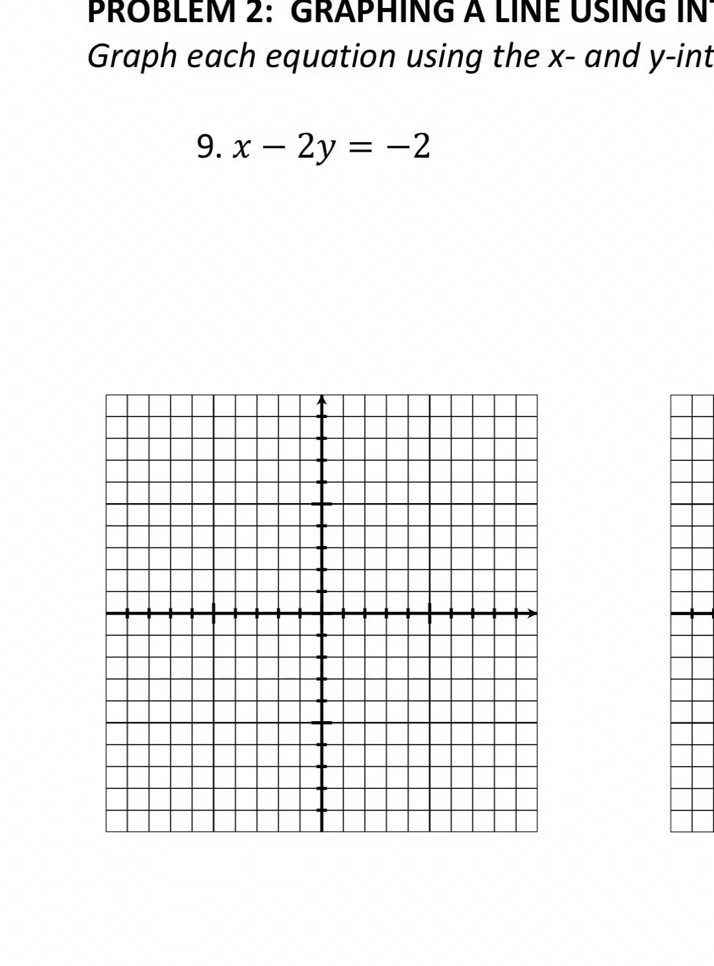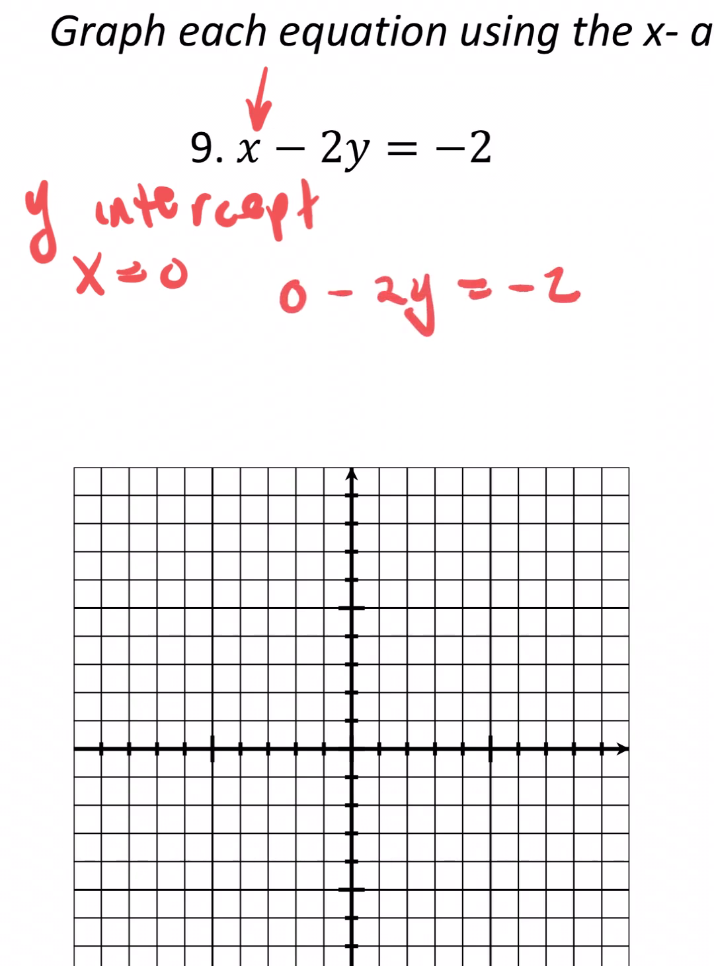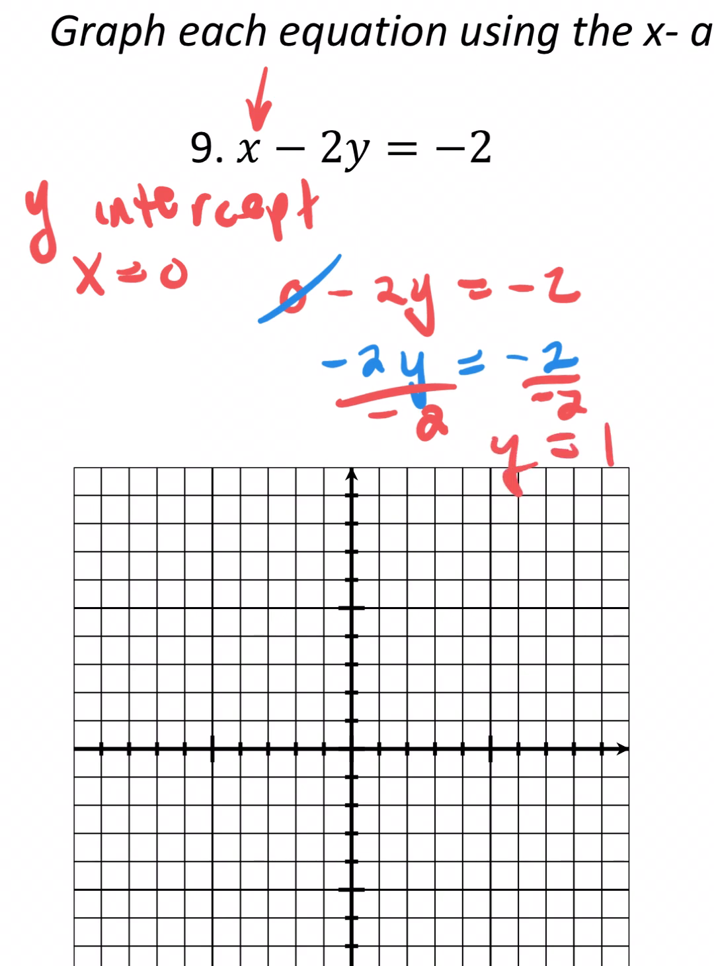The y-intercept is actually when x is 0. So what we're going to do is put in 0 for x. When we do that, we get 0 minus 2y equals negative 2. Now this is 0, so we can just ignore that. It's negative 2y equals negative 2. To solve for y, we'll just divide by negative 2 on both sides. So you end up with y equals 1. So we have this new point. The new point is 0, 1.